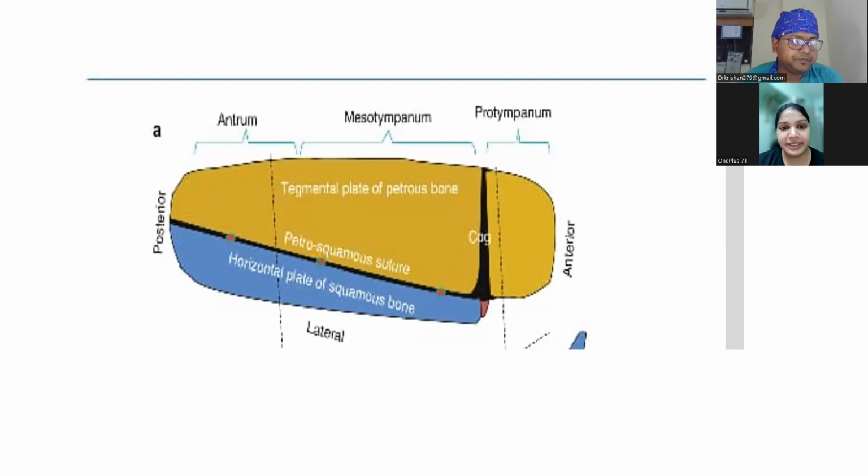Yeah, this is the anterior antrum, mesotympanum, and the protympanum. Okay, this is the diagram which is very important. That is the tegmen plate of the petrous bone, petrosquamous suture, and horizontal plate of the petrous bone. It is actually a very gross diagram. If you are able to draw it, please draw it, because this is very important and can fetch you extra marks in the PG exam.